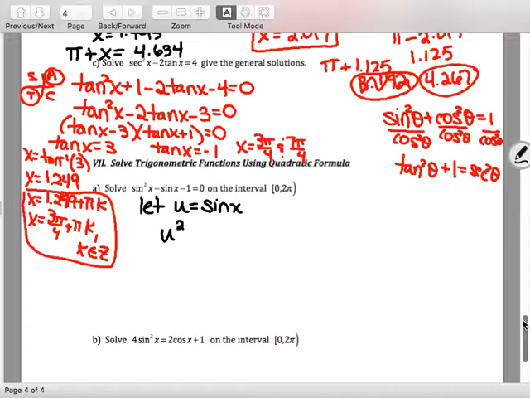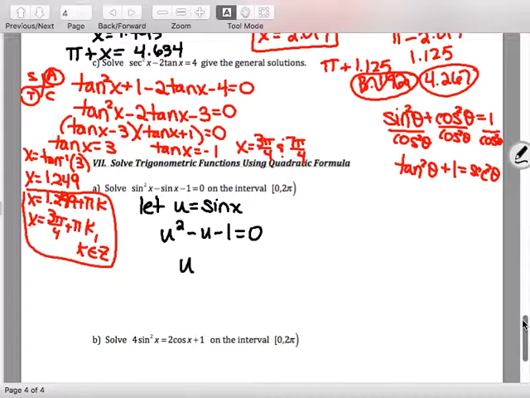And I'm going to do a U substitution, because maybe we don't know what to do. So let U equal sine x, and I have U squared minus U minus 1 equals 0. Again, you would want to try to factor it first. It does not factor. So quadratics, what you learned back in Algebra 1 and Algebra 2, was the quadratic formula.